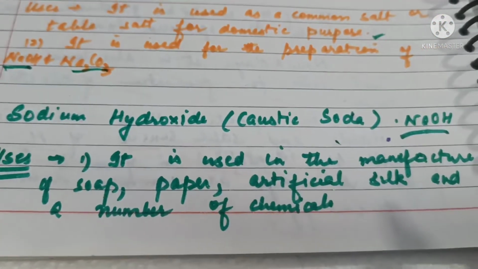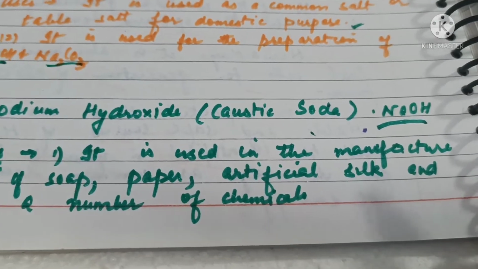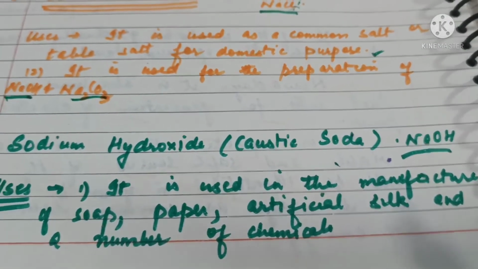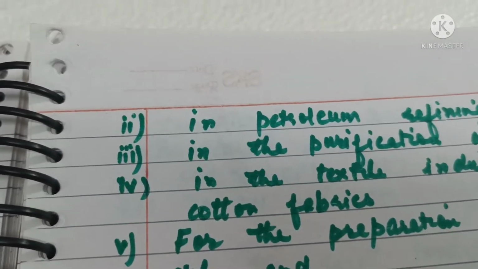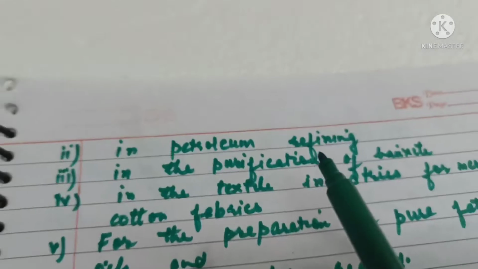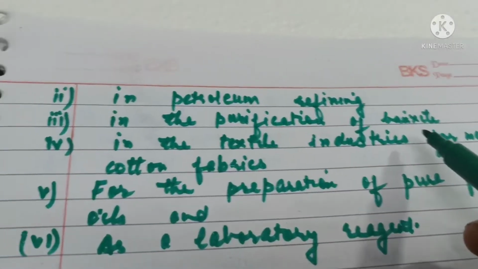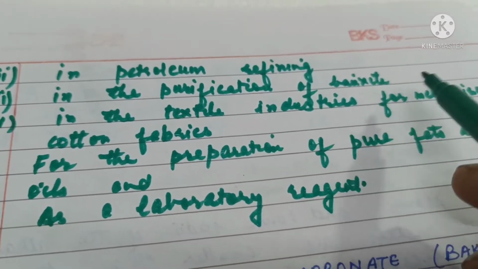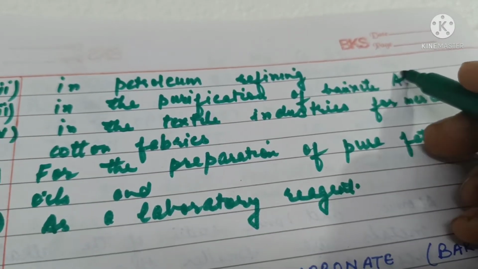It's used in the manufacture of soap, paper, artificial silk, and a number of chemicals. It is used in petroleum refining, and in the purification of bauxite. Bauxite is Al2O3.